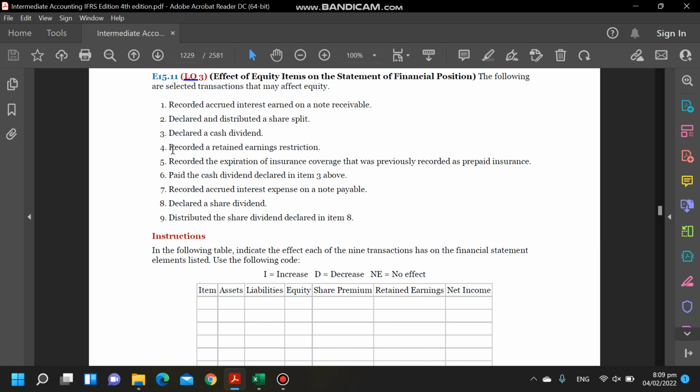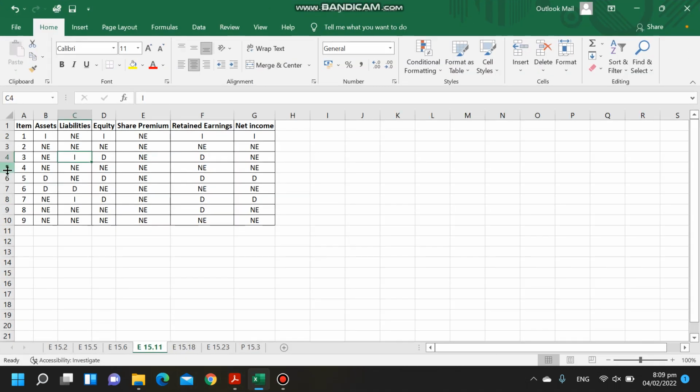The fourth item, recorded a retained earnings restriction. Retained earnings restriction is just a note that you have to prepare. There will be no accounting journal entry when you decide to restrict your retained earnings. So of course for all of the elements there will be no effect.